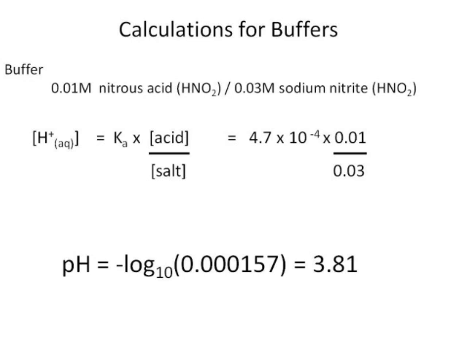For this calculation, the pH is minus log 10 of 0.000157, which gives us a pH for this buffer of 3.81. That's for a ratio of acid to salt of 1 to 3. If we switch that now and we have a ratio of 3 to 1, we do the same concentration calculation, but we've just reversed 0.03 and 0.01. On this occasion, because there's more acid and less salt, we get a lower pH. The pH value is 2.85.